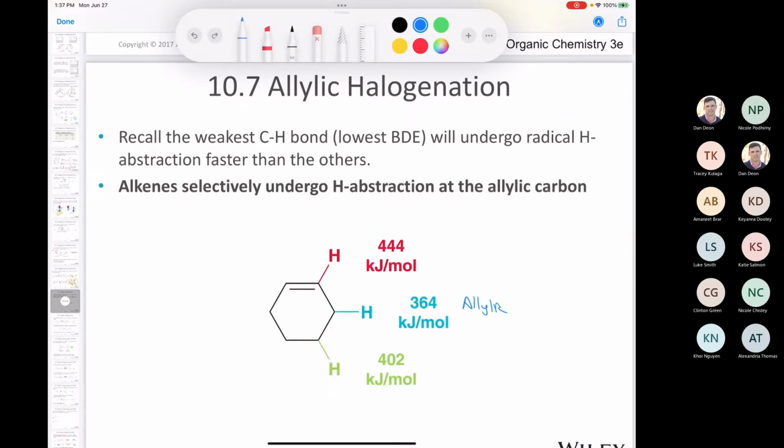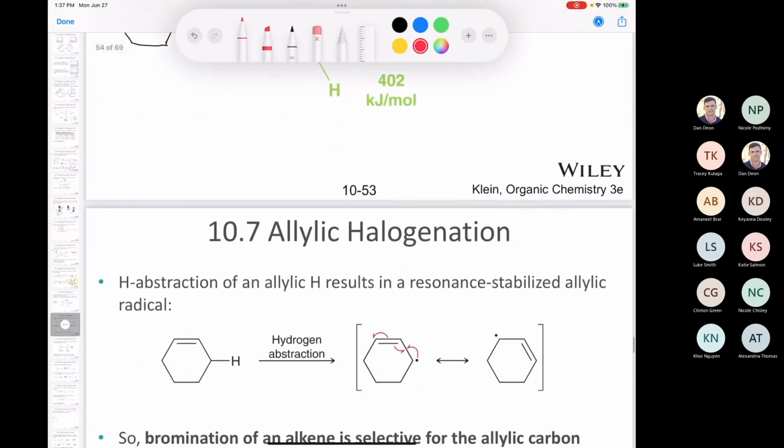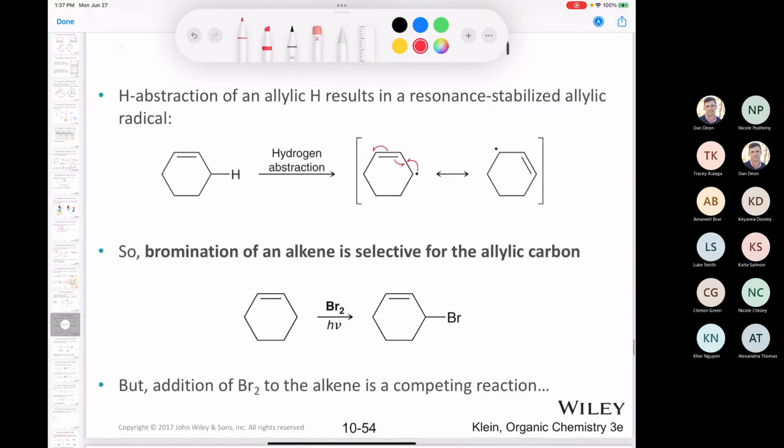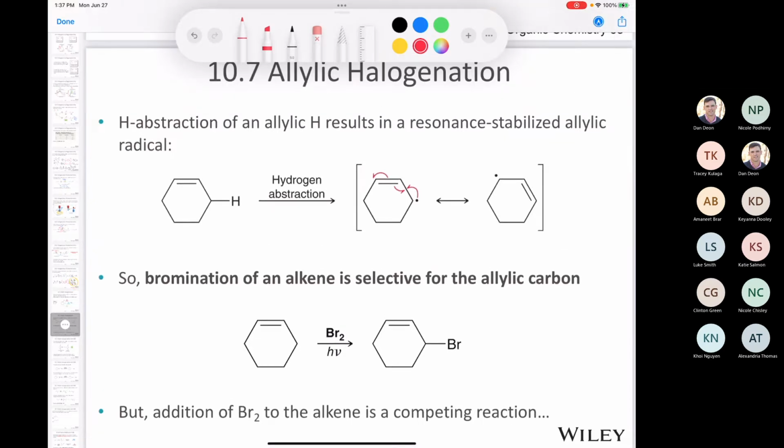So if I'm going to form a radical anywhere, it's going to be there, right? Because you end up with a radical like this that is resonance stabilized, and you should be able to draw the resonance structure like that. I'm not going to go over the entire thing right now. But allylic carbon-hydrogen bonds are going to be weaker than vinylic or just a secondary carbon-hydrogen bond. So you get this resonance stabilized allylic radical. All right, so bromination is actually going to be selective for the allylic carbon.